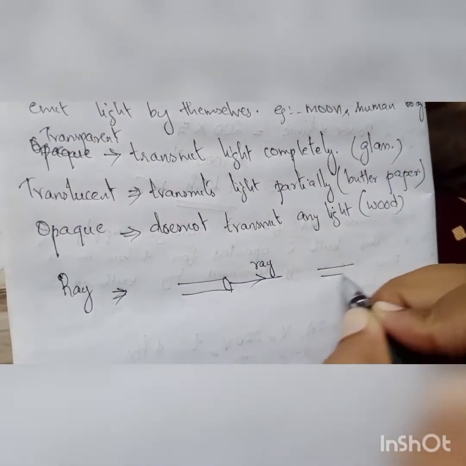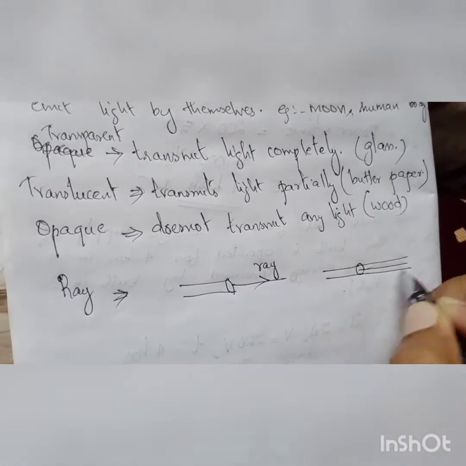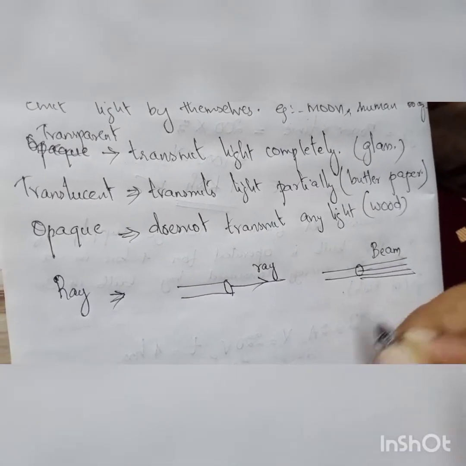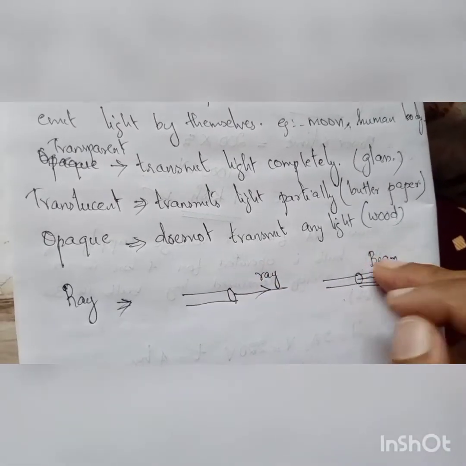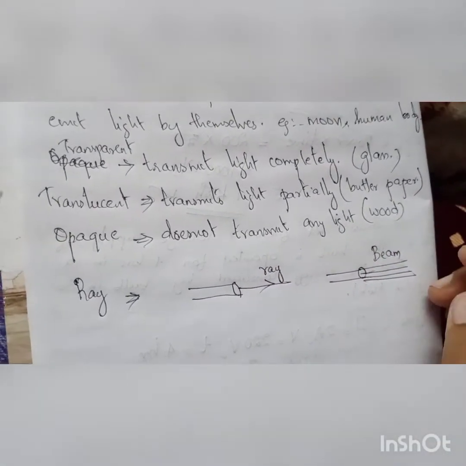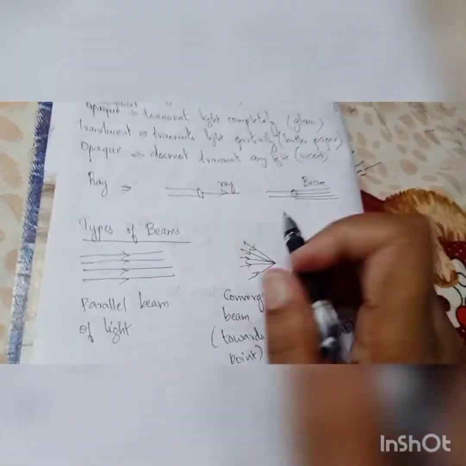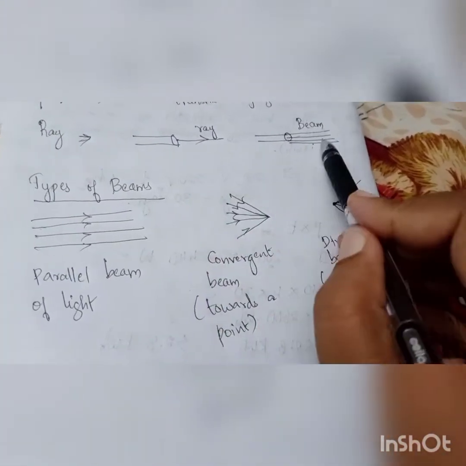From the same source, if we have many rays coming out, then it is called a beam, a beam of light. So a collection of rays is called a beam. Okay, fine. So we know what a ray is and what a beam is. Beam means a collection of rays.